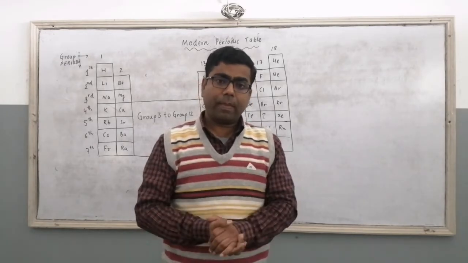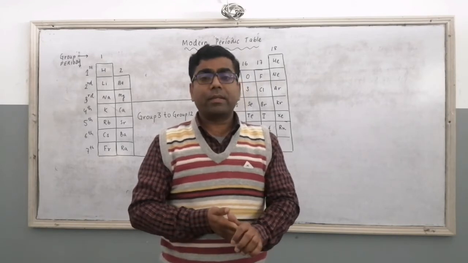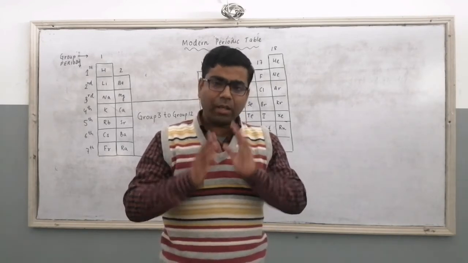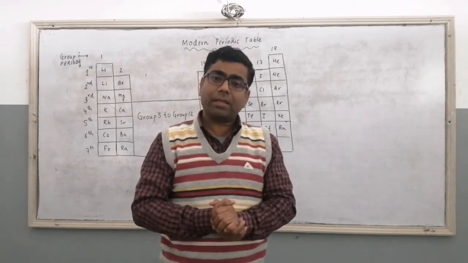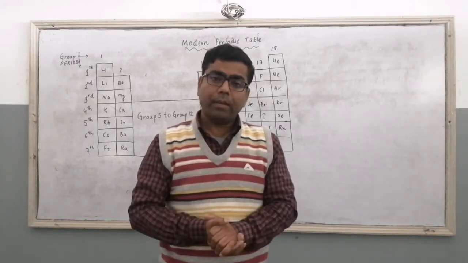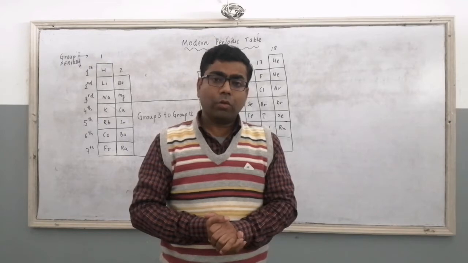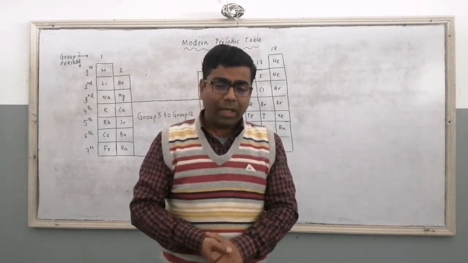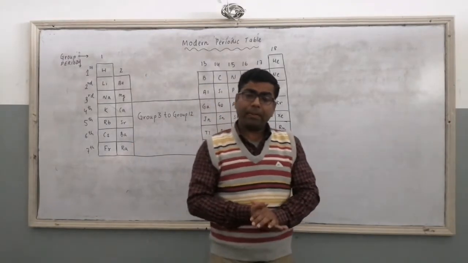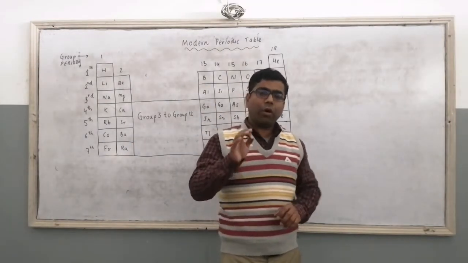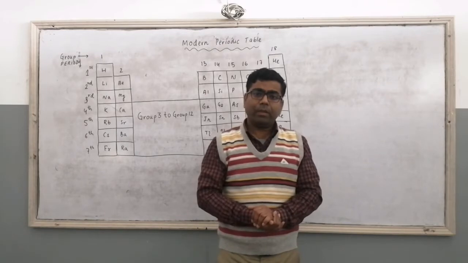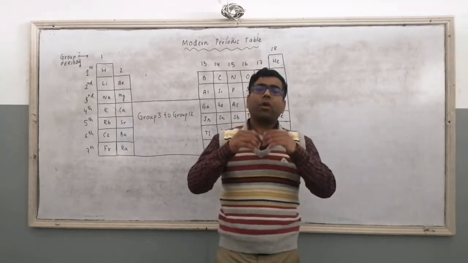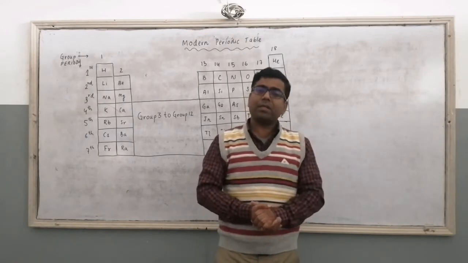The elements which exhibit similar properties are placed in the same vertical column, or the same group. So let us first talk about the periods. Whenever we talk about a period, the period of any element gives information about its outermost shell, or its valence shell.